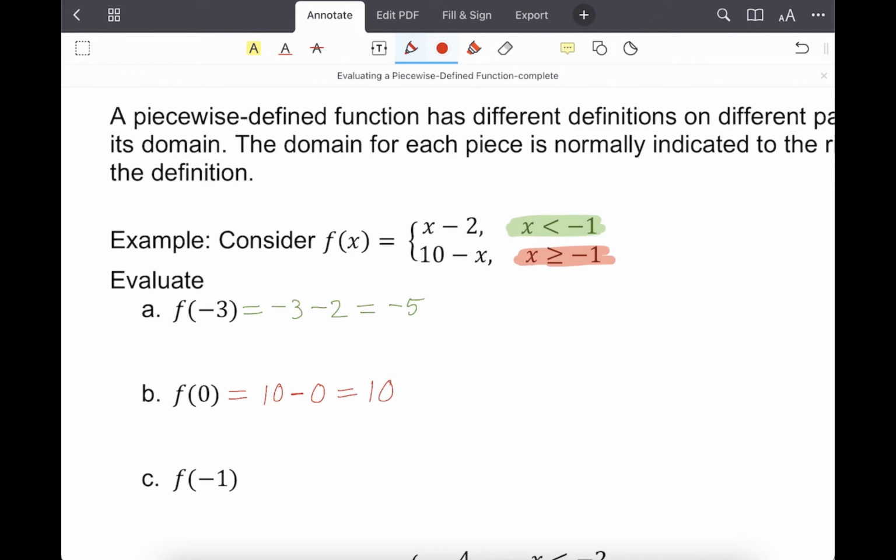f of -1. We have x is -1, so -1 is greater than or equal to -1. So again, we're using the second definition here, 10 minus -1. This is the same as 10 plus 1, and this gives me 11.